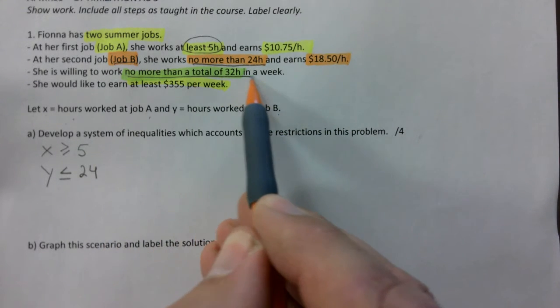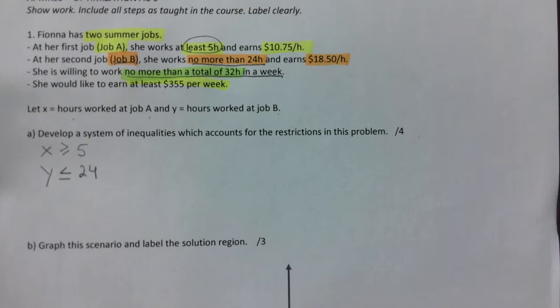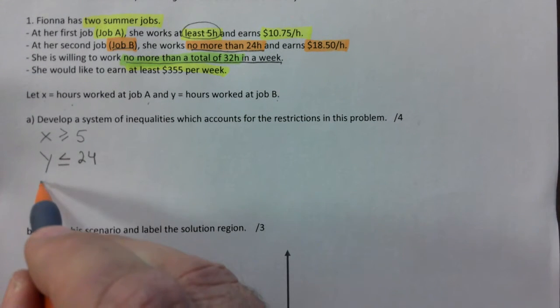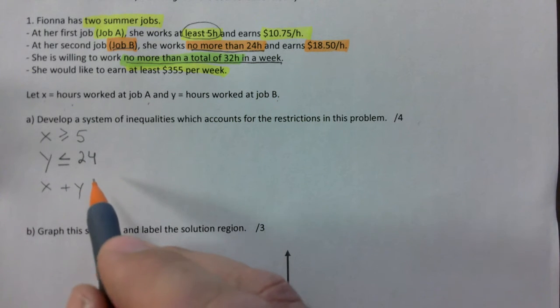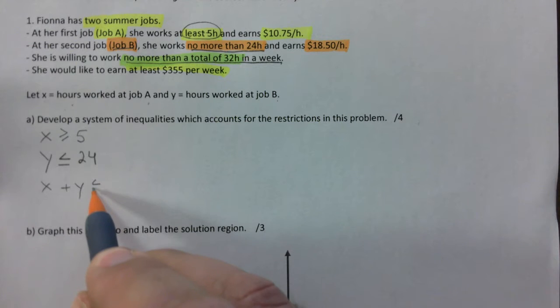No more than 32 hours per week. X and Y, the hours you work in both jobs, is less than or equal to 32.